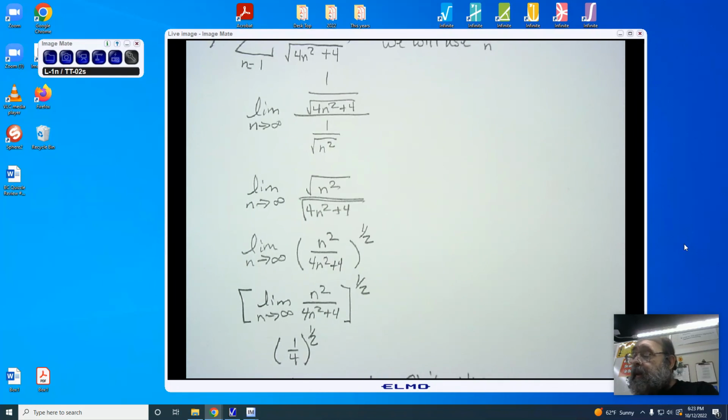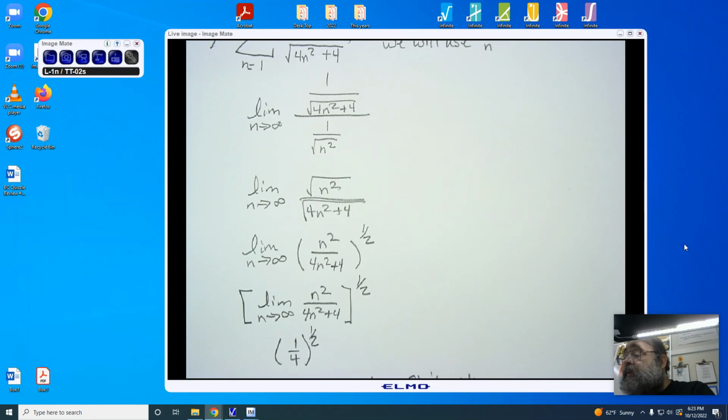Now I can write my statement. Therefore, the series as n starts at 1 and goes to infinity for 1 over the square root of 4n squared plus 4, I'm now going to say diverges by the limit comparison test, LCT, when compared to the divergent series summation, n starts at 1 to infinity of 1 over n, period.